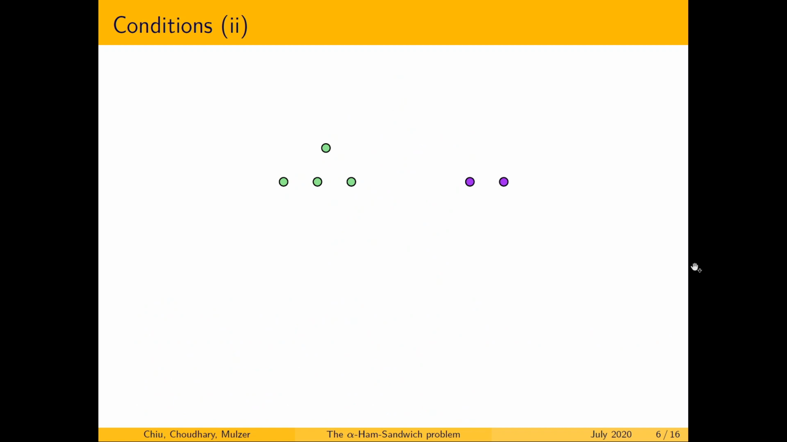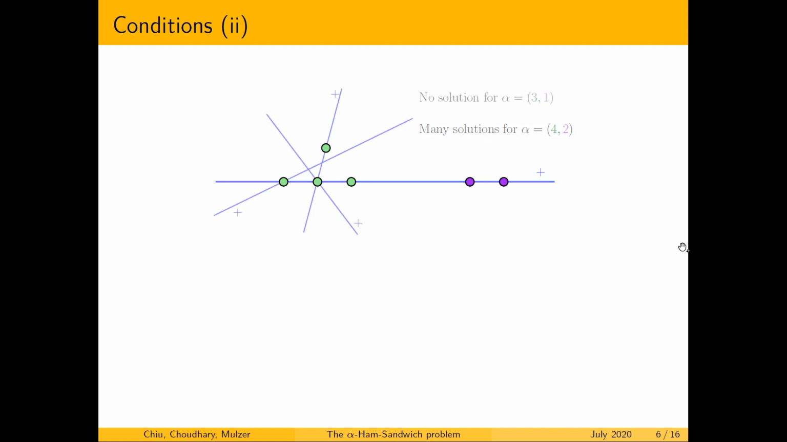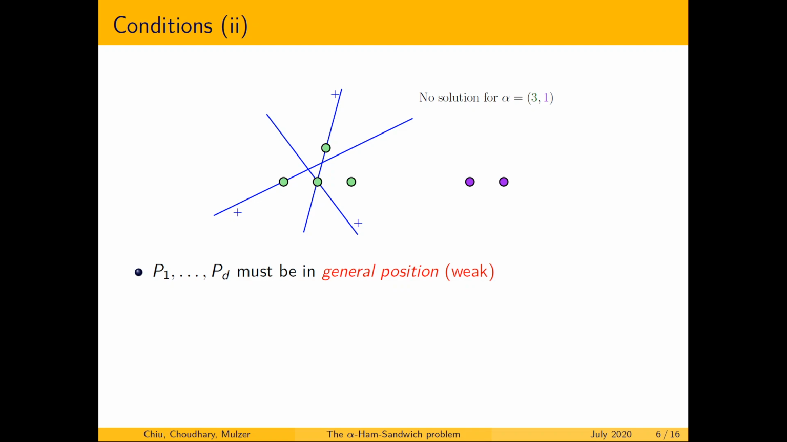There is one more condition. So here we have 4 green and 2 violet points, and this line is defined using either of these green points and either of these violet points. So there are 6 colorful sets defining this line, and this gives a solution for the alpha vector (4, 2). However, if we want a solution for alpha (3, 1), so we want exactly one violet point, then no matter how we try, we cannot get a solution. This suggests that we need some kind of weak general position for the point set.